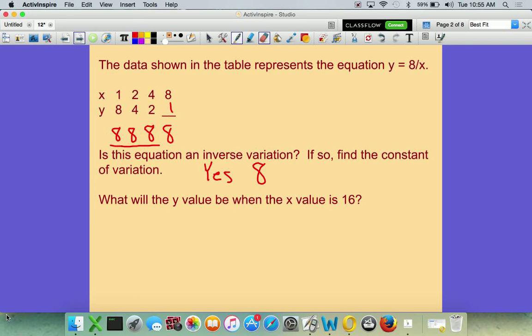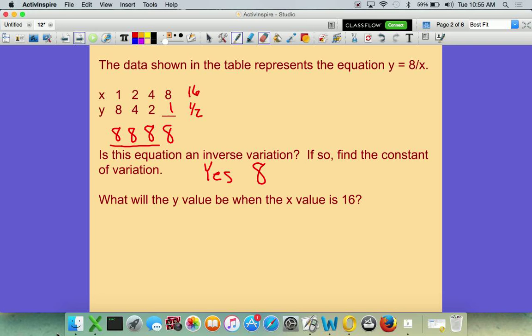With our bottom question, what will the y value be when the x value is 16? Well, we could add 16 onto the end here. And we could do this 2 different ways. If we look at this, this is always doubling as it's going up. This is always getting cut in half as it's going down. So half of 1 would be 1/2. So I'm thinking right away that that's 1/2.